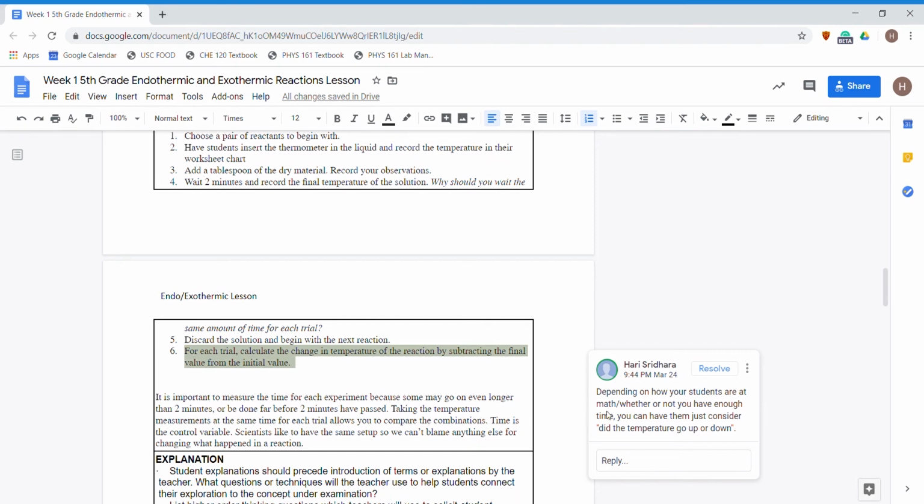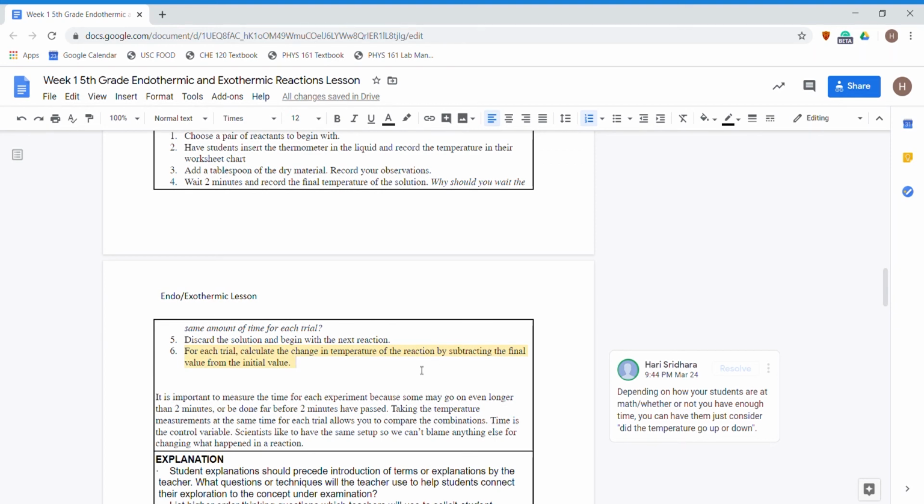The last thing in the exploration section is talking about this bullet point number 6. I left a comment right here on the right side. It could be whether or not your students have time to finish doing the subtraction calculations for that, or if you don't know if they're comfortable doing the subtraction calculations for that. It might just be in your best interest to have them consider, did the temperature go up or down, rather than actually doing the math, and then using that to lead towards the discussion of whether or not each reaction was endothermic or exothermic.